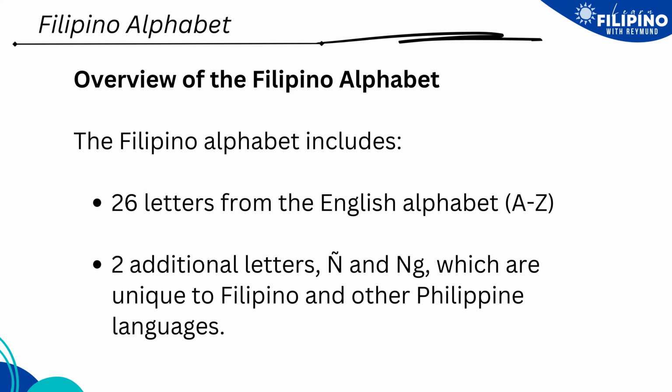Overview of the Filipino alphabet. The Filipino alphabet includes 26 letters from the English alphabet, which is A to Z. There are 2 additional letters, the NY and the NG, which are unique to Filipino and other Philippine languages. So once again, all in all, there are 28 letters in the Filipino alphabet.